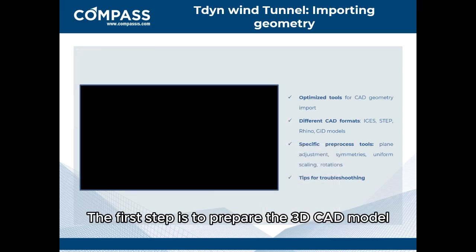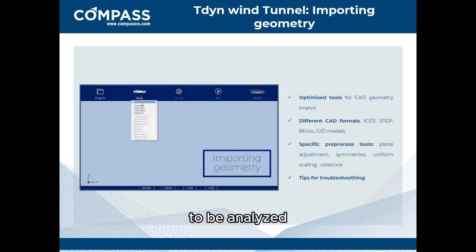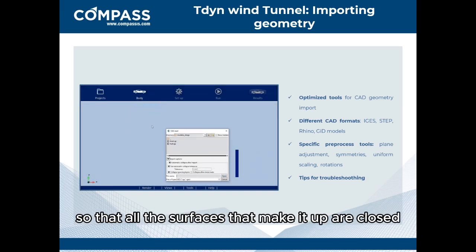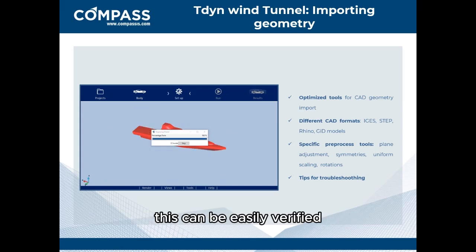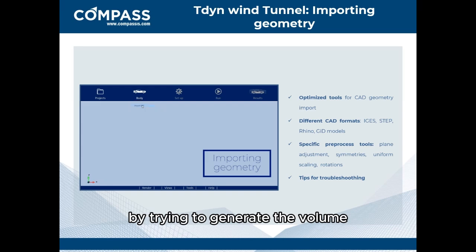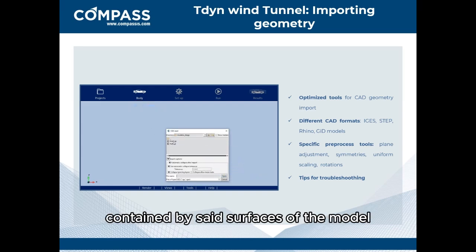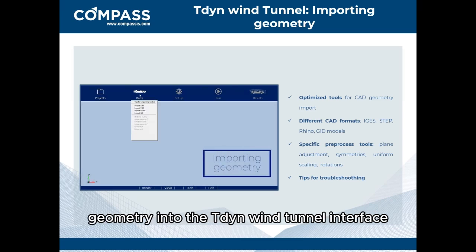The first step is to prepare the 3D CAD model to be analyzed so that all the surfaces that make it up are closed, without duplications or gaps, ensuring that they form a connected domain. This can be easily verified by trying to generate the volume contained by said surfaces of the model. Once this is done, the user can proceed to import the model geometry into the Tdyn WindTunnel interface.